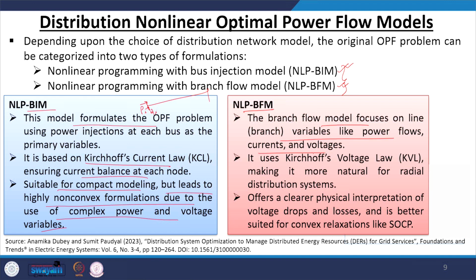You can again model your OPF problem as a branch flow model, where we take the voltage values and the currents and the power flows in the line. That means, if this is i, this is j, we take Pij, Qij, Vi and Vj as the variables, right. So, that we take for the branch flow model. We have seen that branch flow model. It uses Kirchhoff's voltage law, and it is more natural for the radial distribution network, because in radial mostly, if you do not have DERs at the downstream node, your voltage will always be reduced, right.